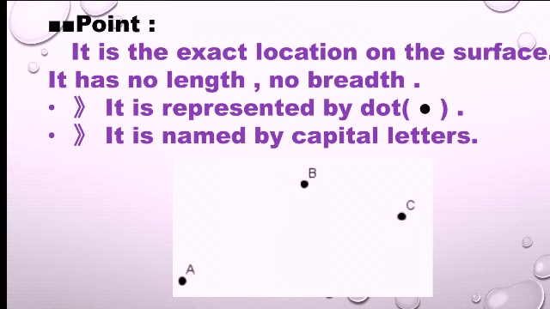It is named by capital letters. So these are the things you need to remember for point. Point means a geometrical shape which indicates an exact location on the surface, and it has no length, no breadth. It is represented by a dot. It is named by capital letters. For example, I have shown here A, B, C are the points on the surface.